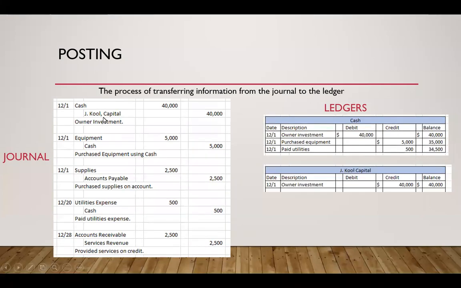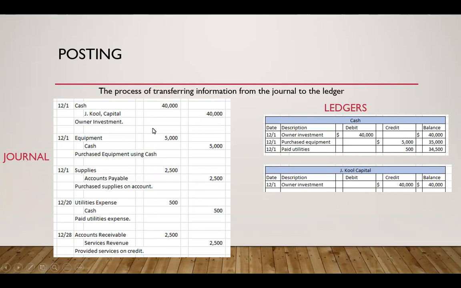With our first transaction, we have cash being debited and J-Cool Capital being credited. I have my cash ledger listed here. I list the date of the transaction. The explanation goes in this second column under description. Then we debited cash, so we put in the $4,000 in the debit column. Then I move on to J-Cool Capital and I pull this $40,000, and that $40,000 was credited to J-Cool Capital.